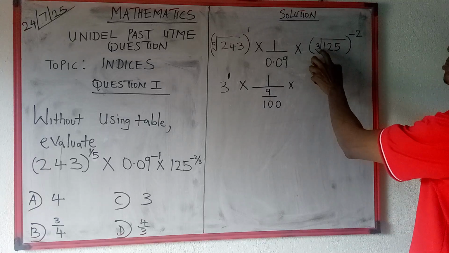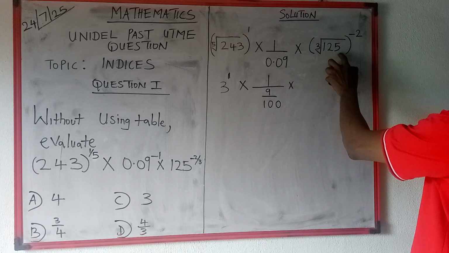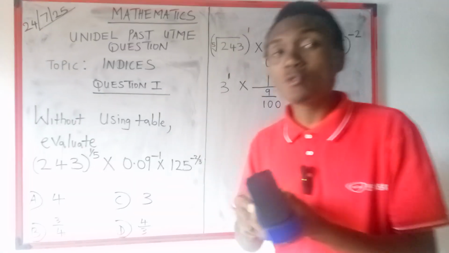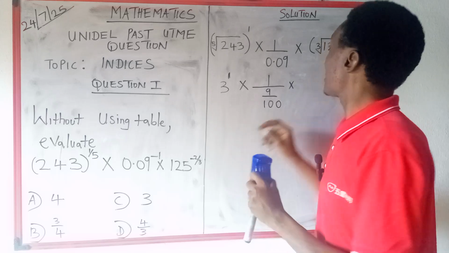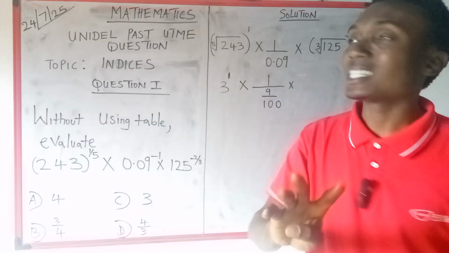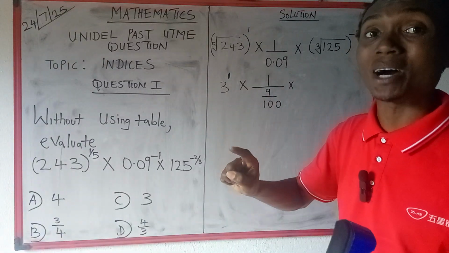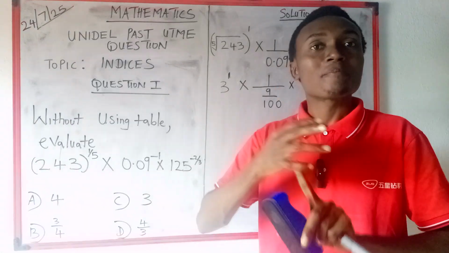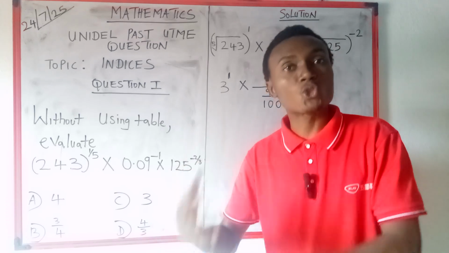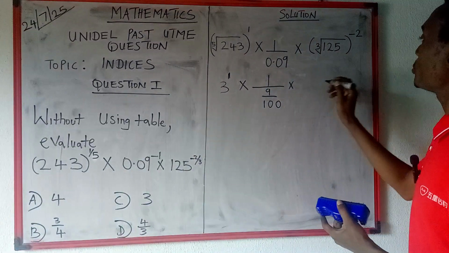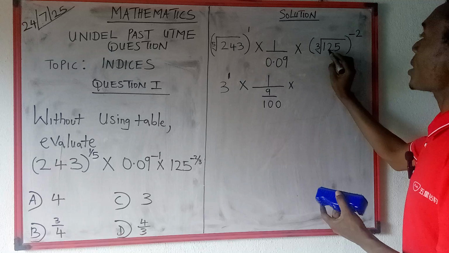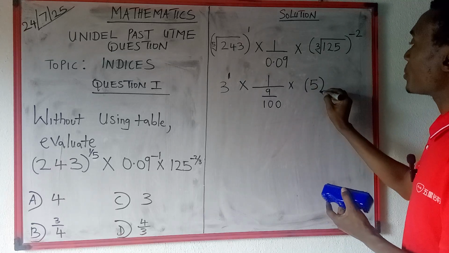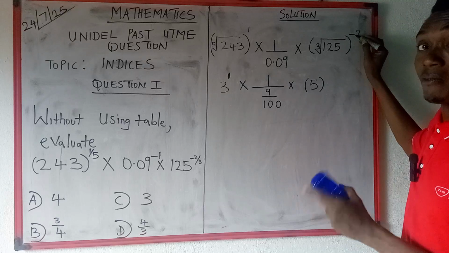This means the third root of 125. What is the third root of 125? Look for a number that you multiply 3 times that will give you 125. And what is that number? 5. 5 times 5 is 25, times 5 is 125. So we're going to put it here. The cube root of 125 is going to give us 5. Take note: open bracket, close your bracket, you're still going to put your minus 2. Very, very important.